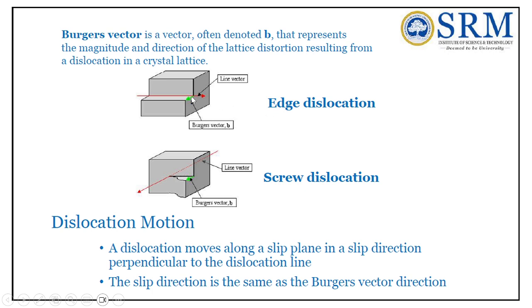See how the vectors are acting. The Burgers vector acts along the line perpendicular to the line vector. Whereas in the case of screw dislocation, you can see this tangent line is somewhere different, because in the screw dislocation, due to some twisting moment, this kind of action takes place. The line vector changes its direction, whereas the Burgers vector remains the same, as in the case of edge dislocation. The dislocation moves along a slip plane in the slip direction perpendicular to the dislocation line.